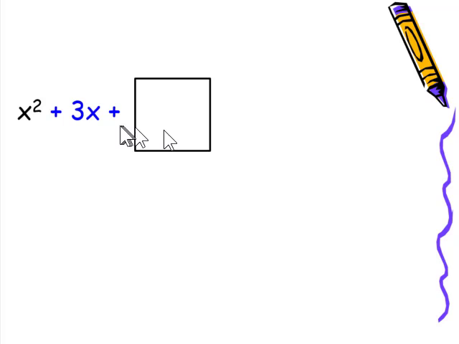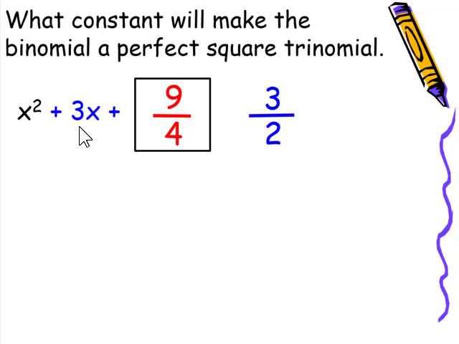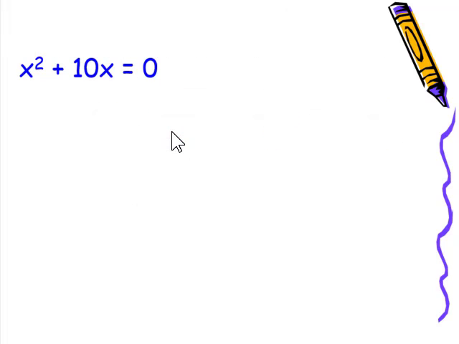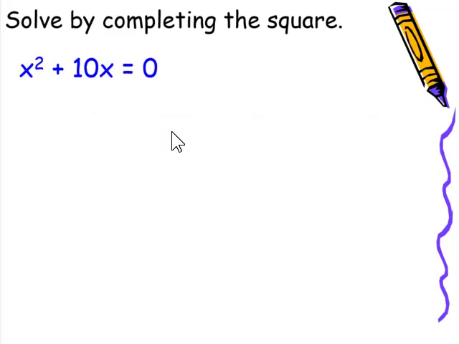Similar situation, we divide 3 by 2 and square it. That will give us 9/4. And we can check our answer by taking half of the middle term and taking the square root of the leading coefficient times the square root of the constant. And we can see that we get 3 over 2. All right. This is going to help us when we have to solve by completing the square.